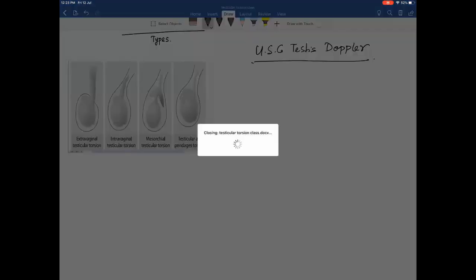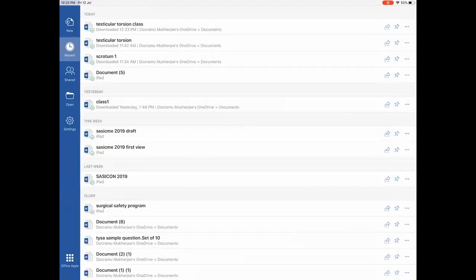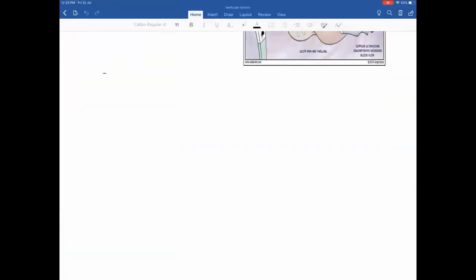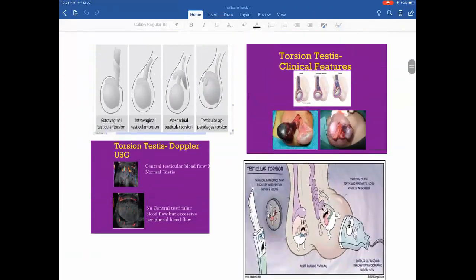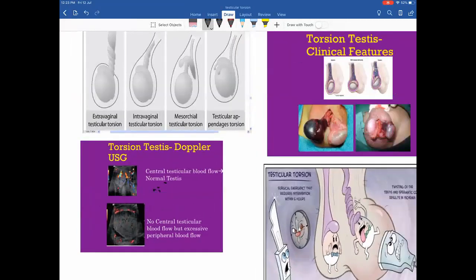Just give me a sec. I'm going to show you a picture of how this looks on a Doppler ultrasound. Now I will increase the picture for you. So this is what a Doppler ultrasound looks like.